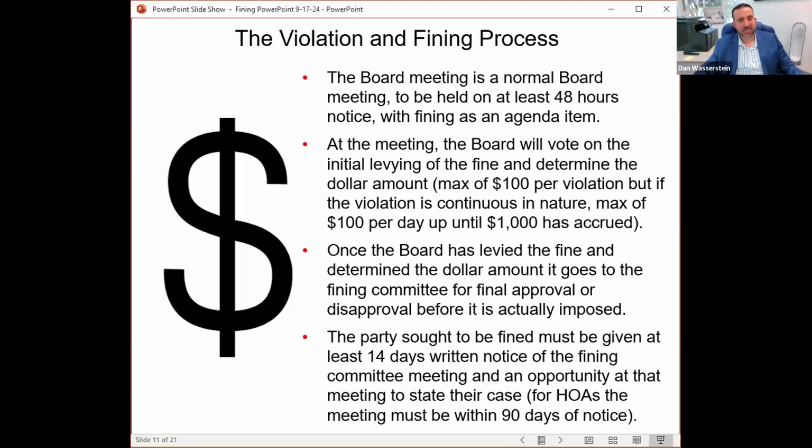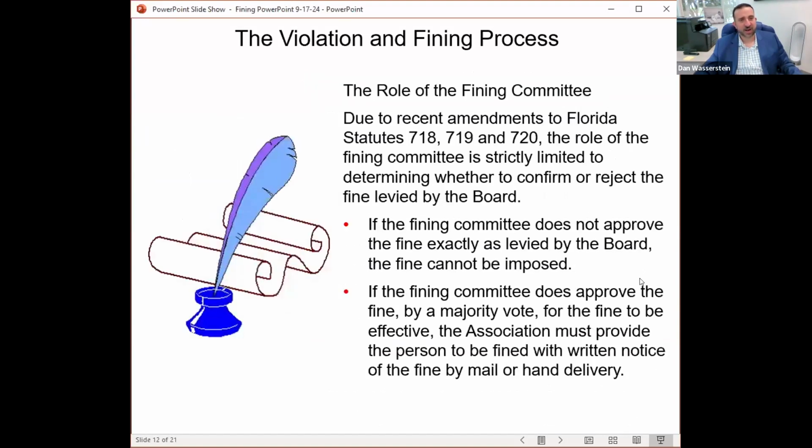In HOAs now, under the new statute, the meeting has to be within 90 days of the notice. So you want to make sure if you're going to send that notice out of the 14-day notice, you can't schedule a committee meeting for 6 months away. It's got to be within 90 days of the 14-day notice. So again, that's for the fining committee.